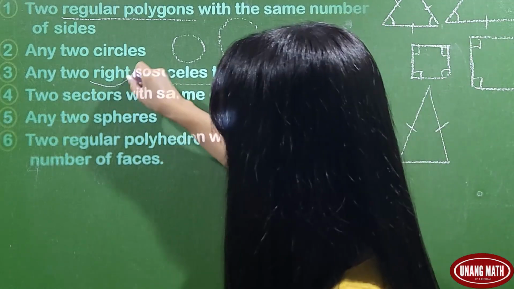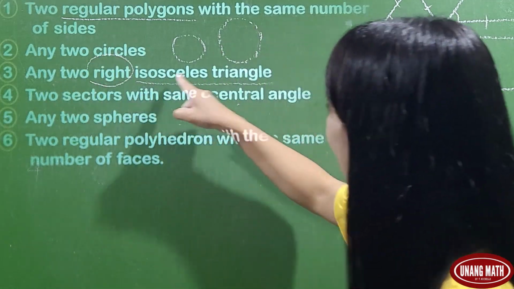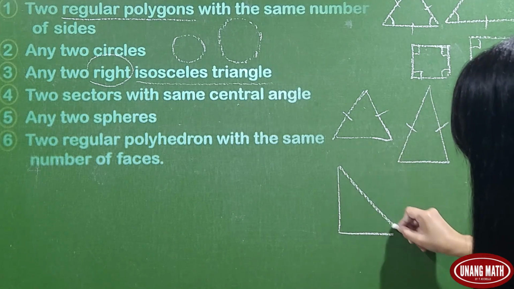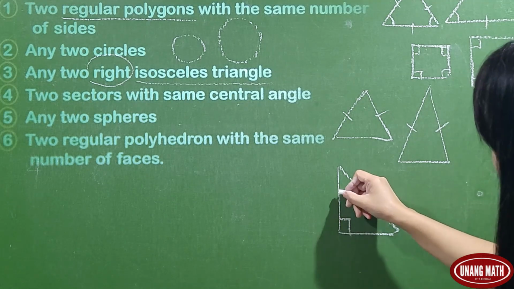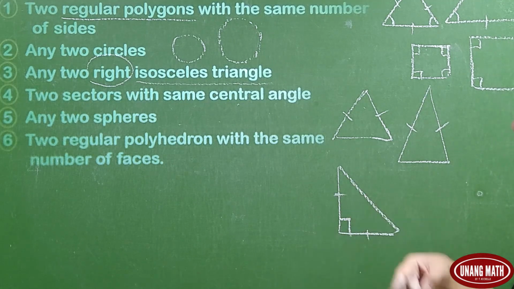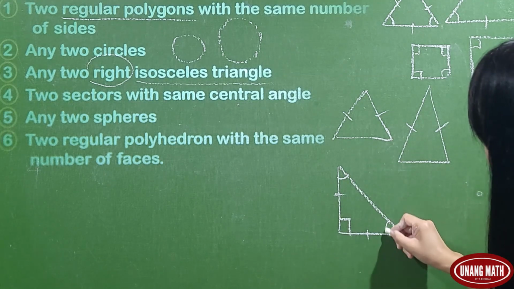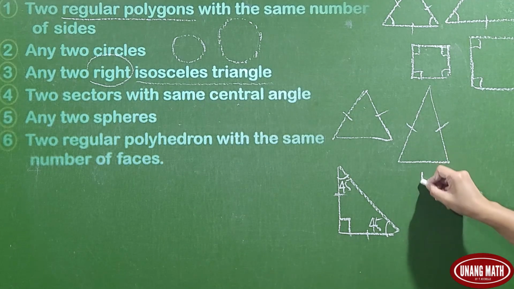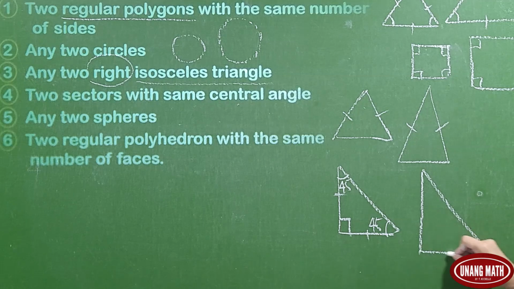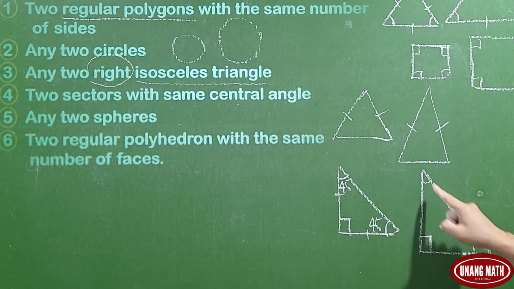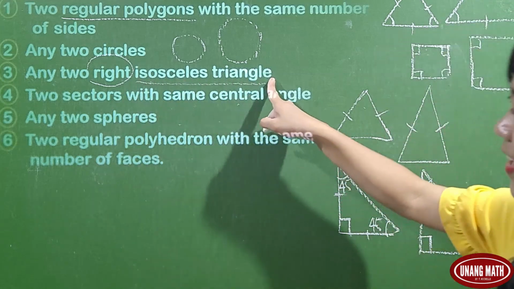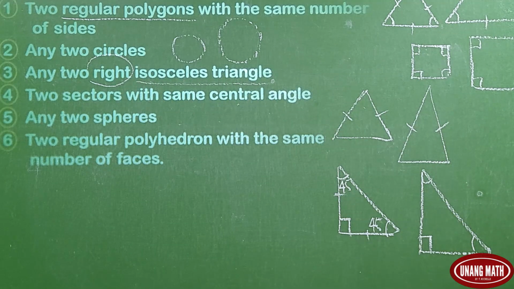To be specific, it should be any two right isosceles triangles. In this right isosceles triangle, this side and this side are equal, so the angle here and the angle here are each 45 degrees. We also have another right isosceles triangle, so this is 45, this is also 45. Same measures. So any two right isosceles triangles are always similar figures.